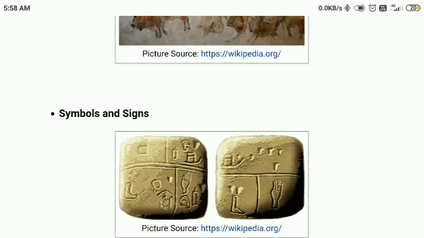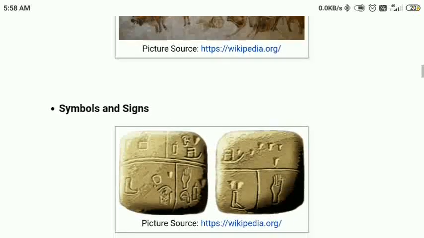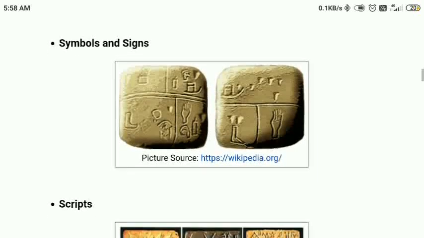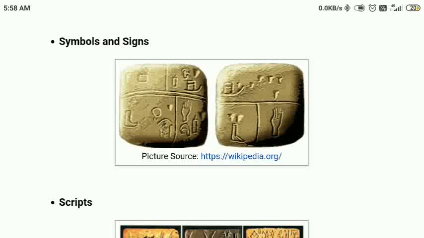After that, once they learned to speak, once they created words and then languages, with time they started using symbols and signs, whatever they were able to create, on some surfaces. Like here you can see the picture, they have created these symbols or signs on clay tablets. These are flat surfaces made of clay. So they created symbols and signs, and using these symbols and signs, they were sharing the information.